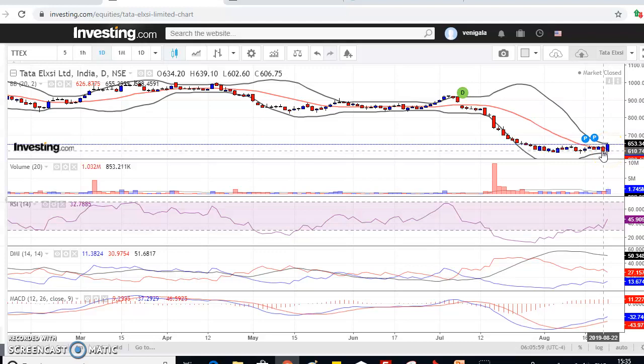On the downside, the zone of 626 to 590 will act as an intermediate support for the Tata Elxsi stock. Any failure to hold this support would lead to a further correction to the level of 550. The Bollinger Band squeeze scanner suggests that the security is in a consolidation breakout.